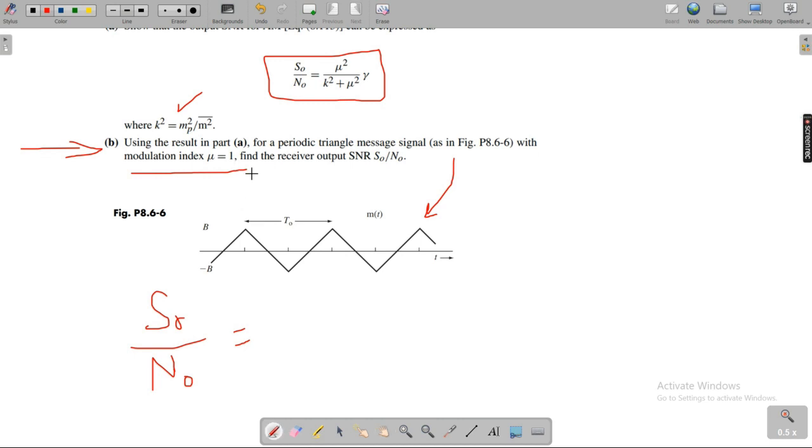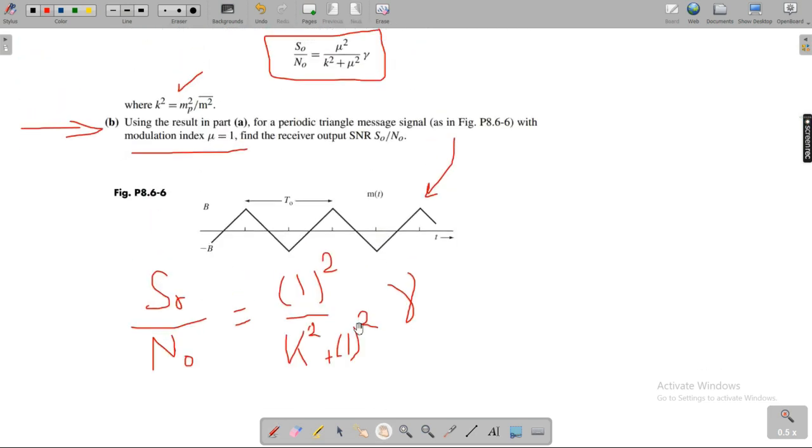Let's check my inputs. I have the mu equal 1. So I will substitute directly here. 1 square over k square. I don't have k. And this is the bulk of the problem, or the main problem. Plus mu square, plus, this is here 1 square. Okay. They are multiplied by what? They are multiplied by gamma. And now we will just want to calculate what is k.